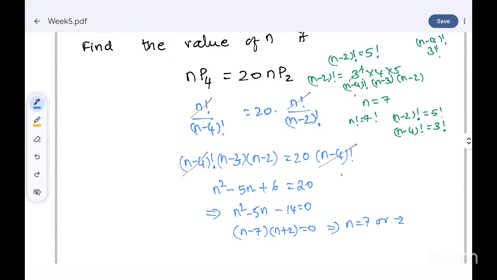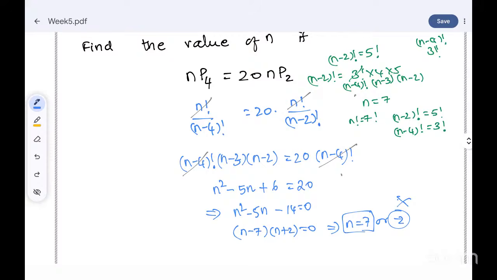Ma'am, n can't be minus 2, so that's why n is 7. So this is not possible. So n is equal to 7. We are only looking at natural numbers, so this is the only option here. Is this clear? Yes, ma'am.